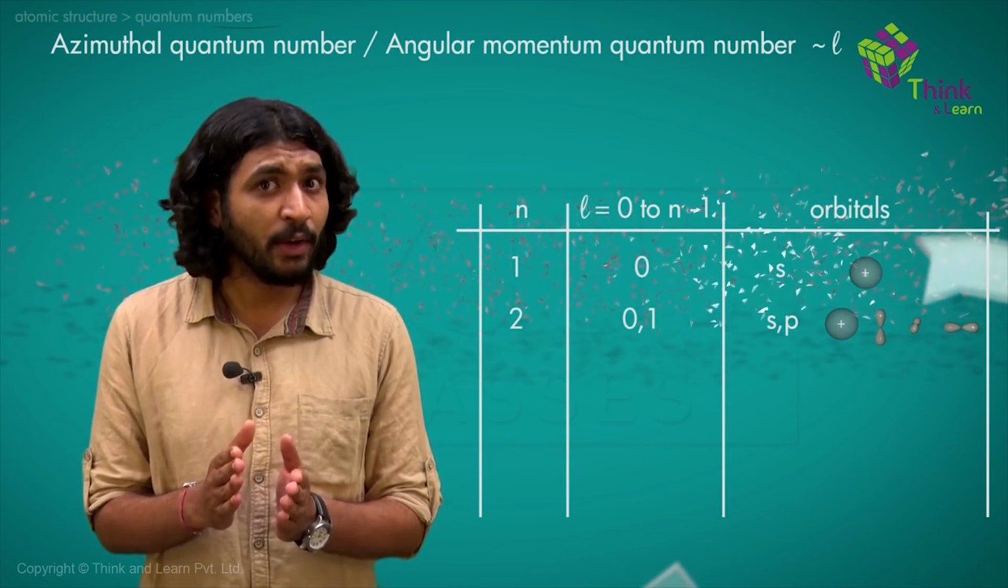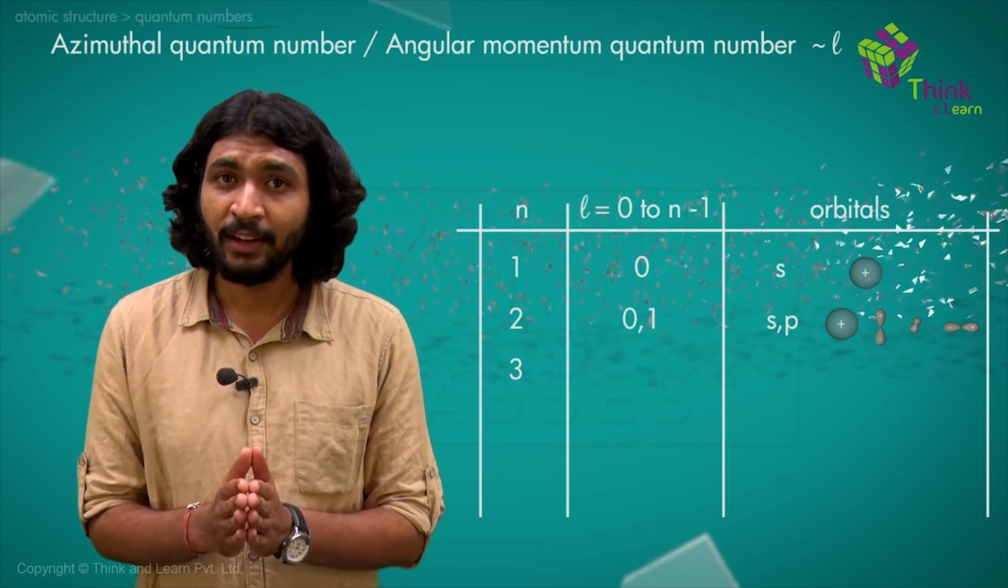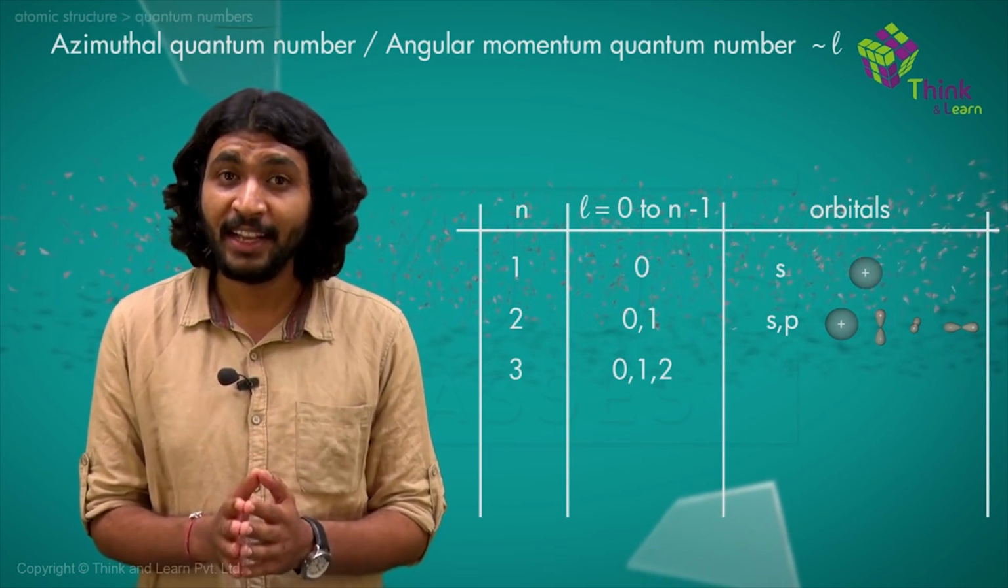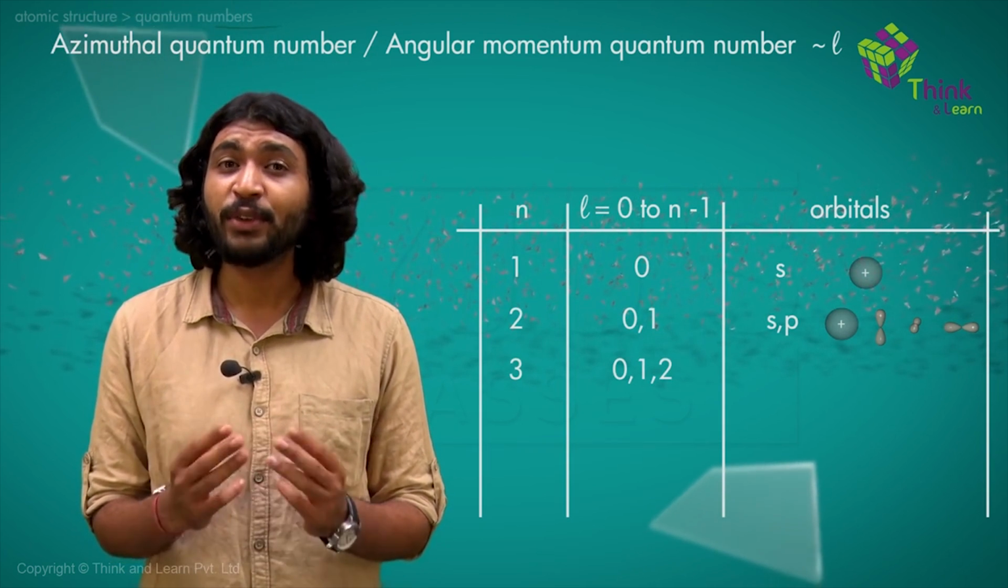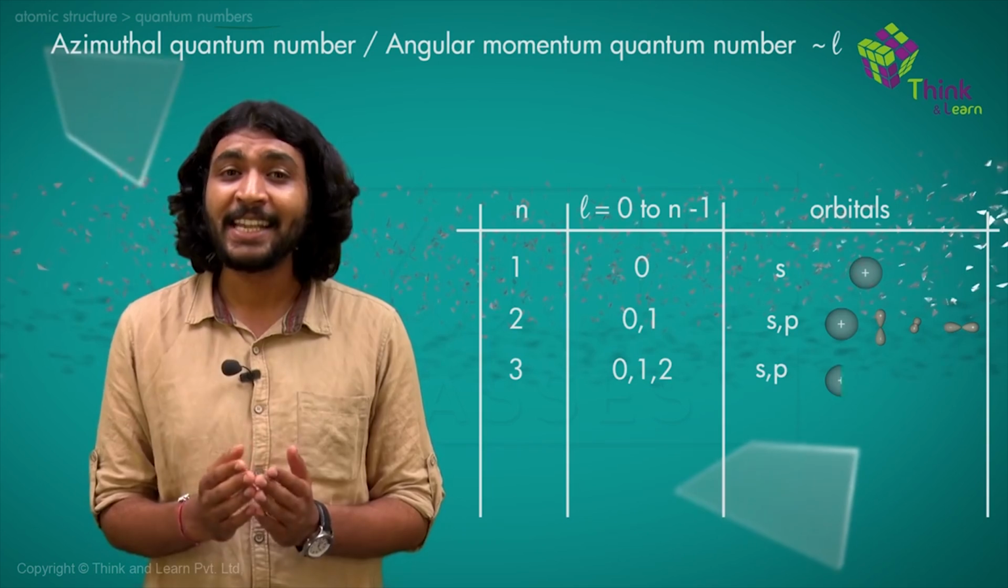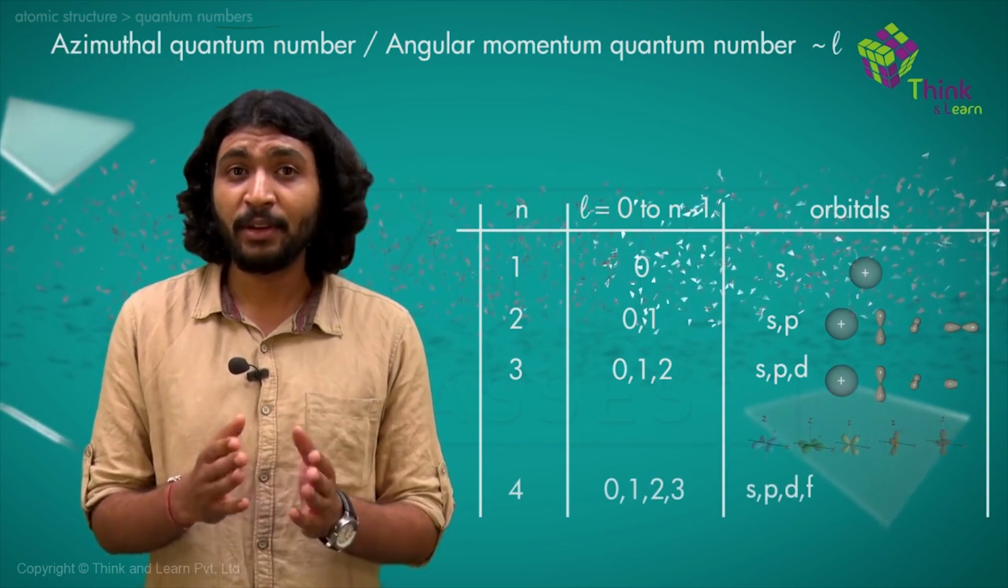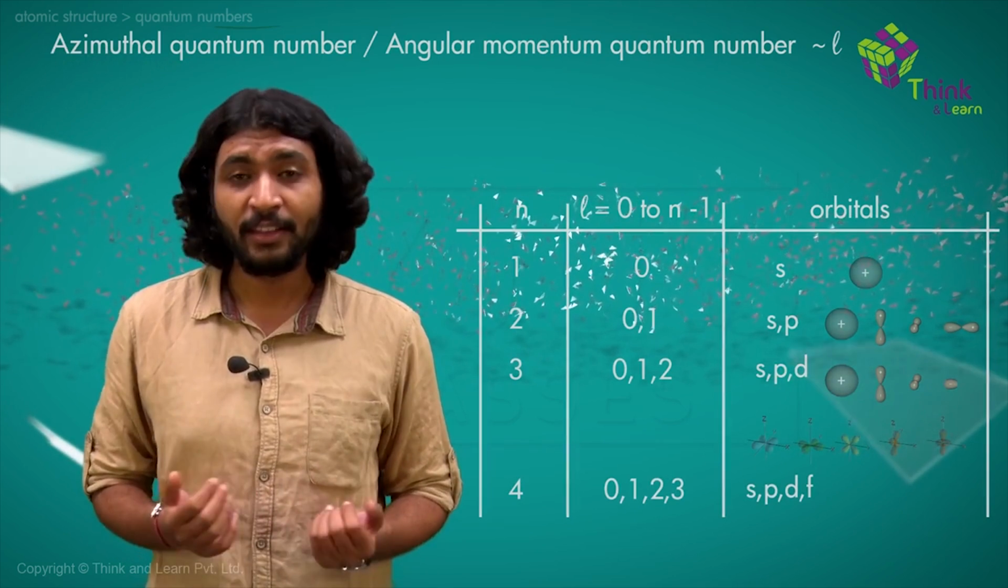Similarly, for n is equal to 3, energy level 3, what do we have? L is equal to 0, 1 and 2, which means that in the third energy level, we have 3 different kinds of orbitals. We have s, p and d. And you can just extrapolate and go ahead for the other orbitals as well.